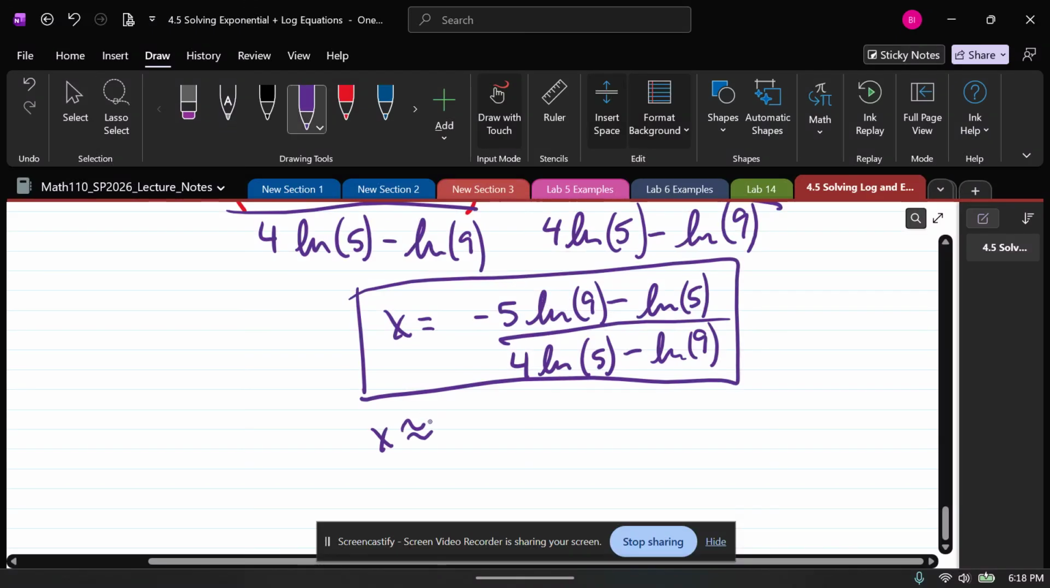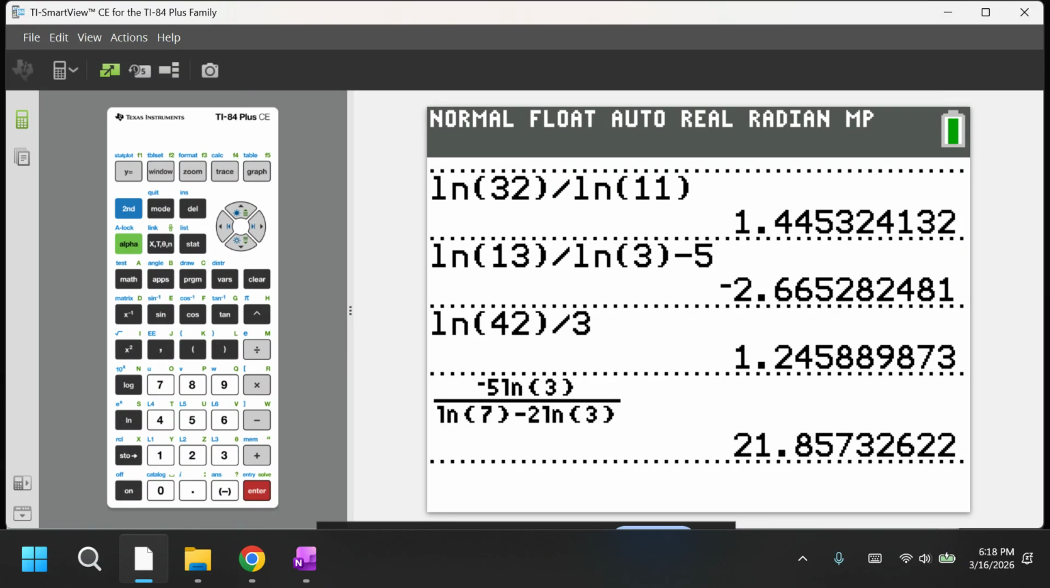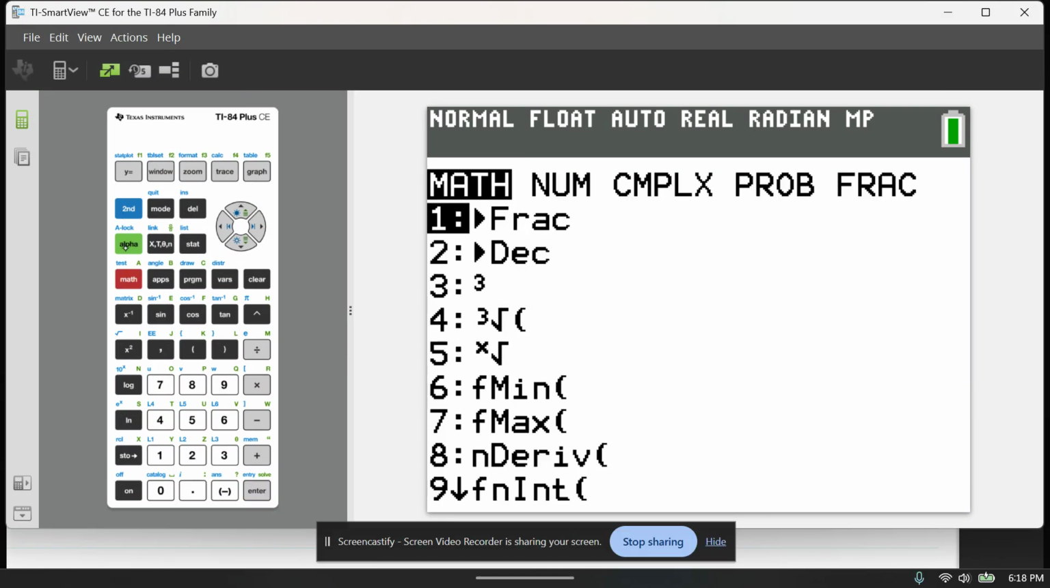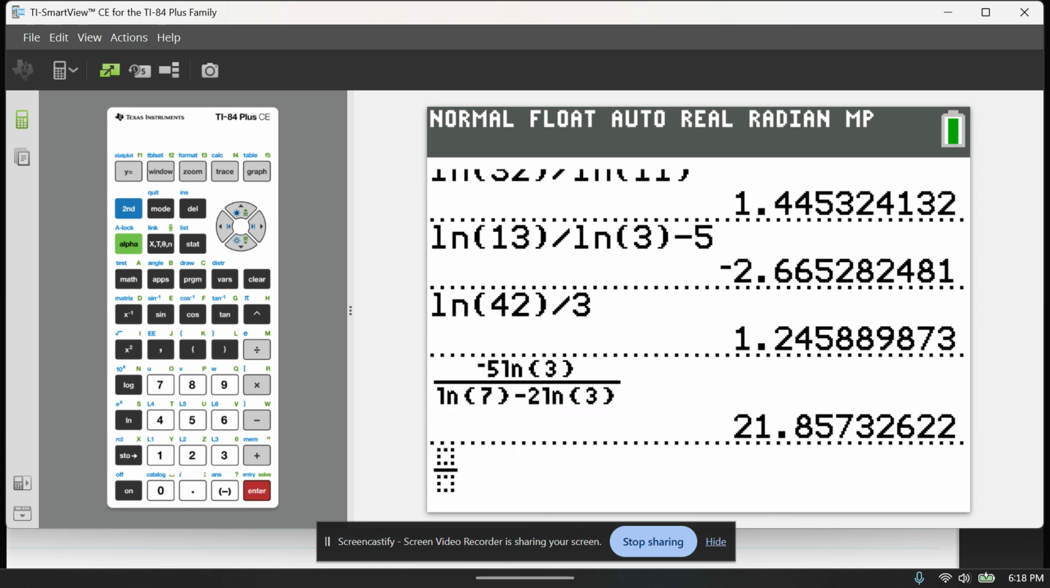To get the decimal approximation, I'm going to use the fraction button on my calculator. That's the key to this. Getting the right decimal approximation. Using the fraction button. So alpha y equals, get me the fraction button.